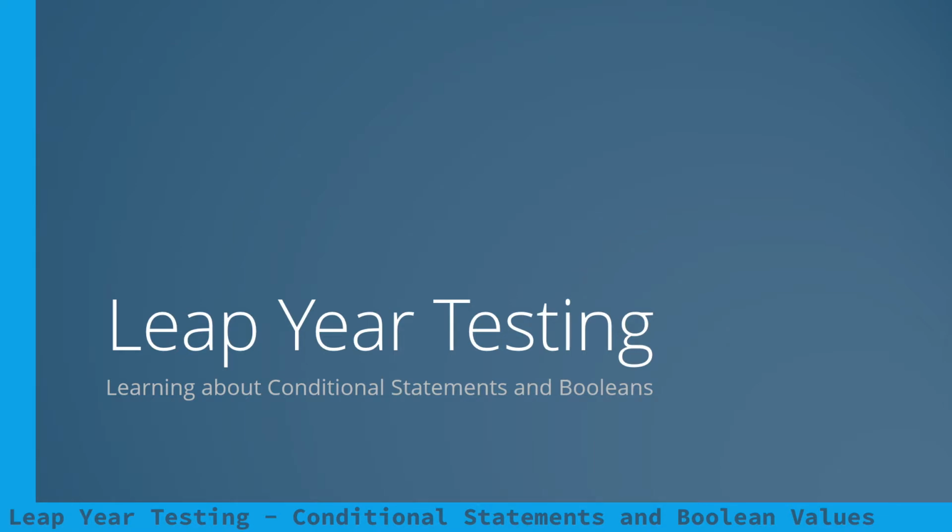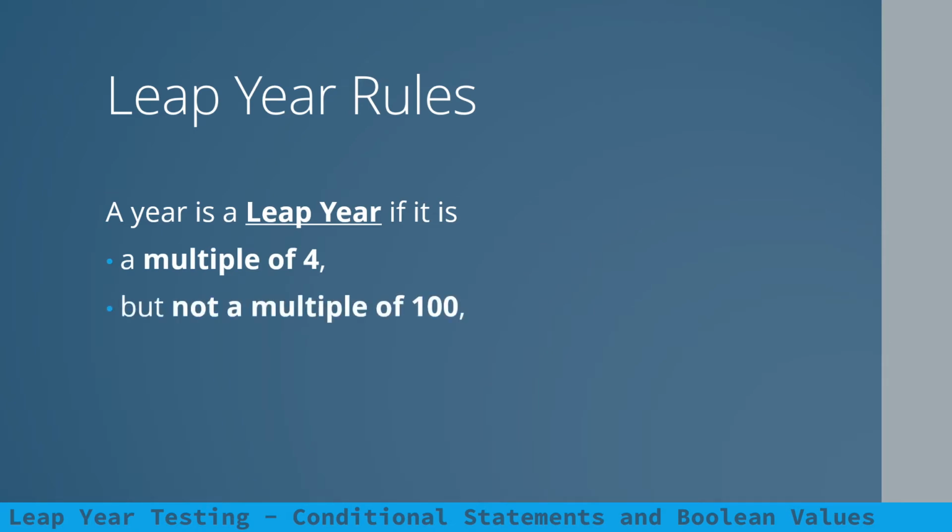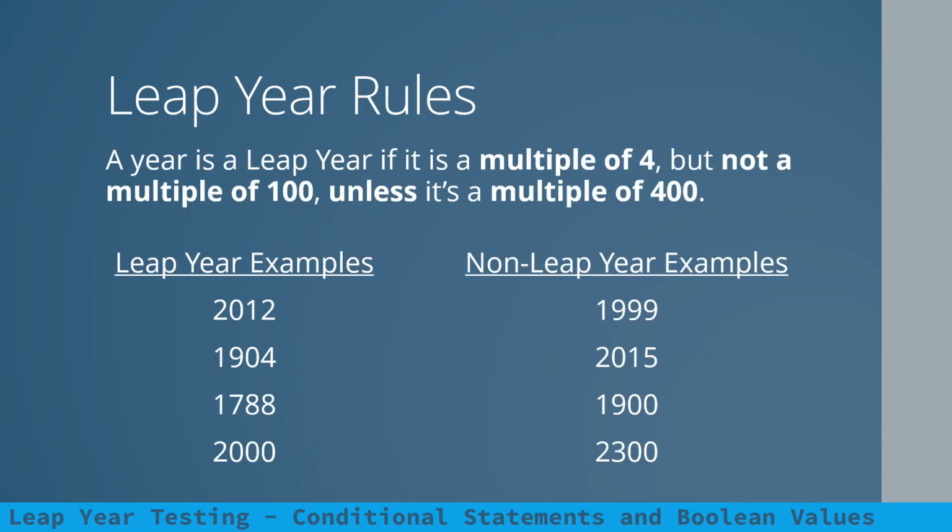We're going to learn about conditional statements and Booleans, and we're going to use leap year testing as an example to do that. So knowing whether a year is a leap year is a little bit complicated. There are 3 rules. It has to be a multiple of 4, but it can't be a multiple of 100 unless it's also a multiple of 400. So let's look at some examples.